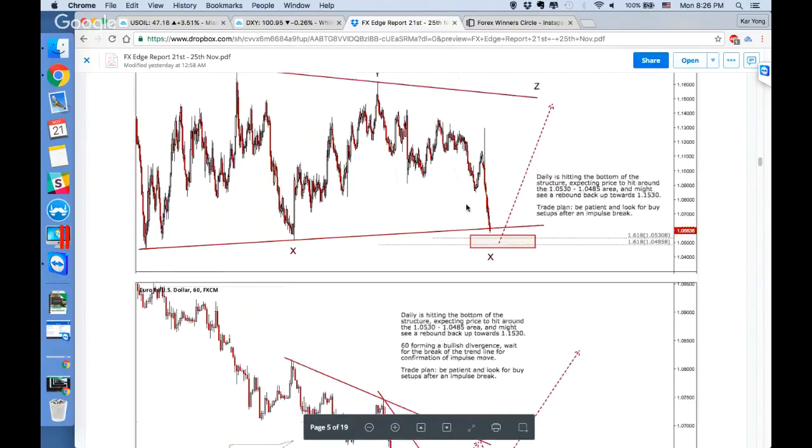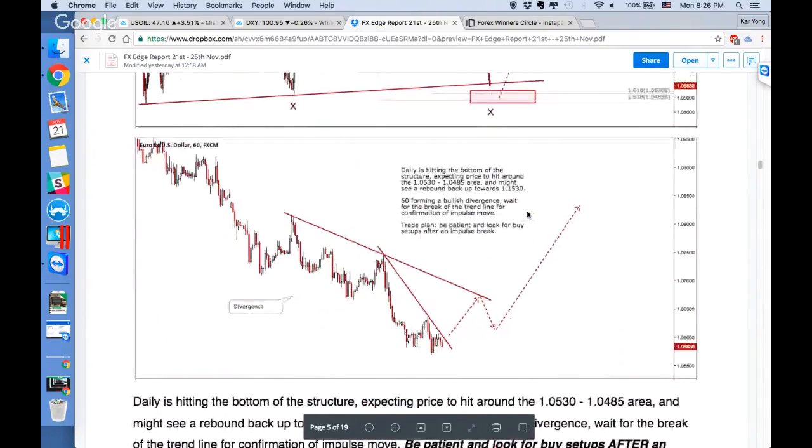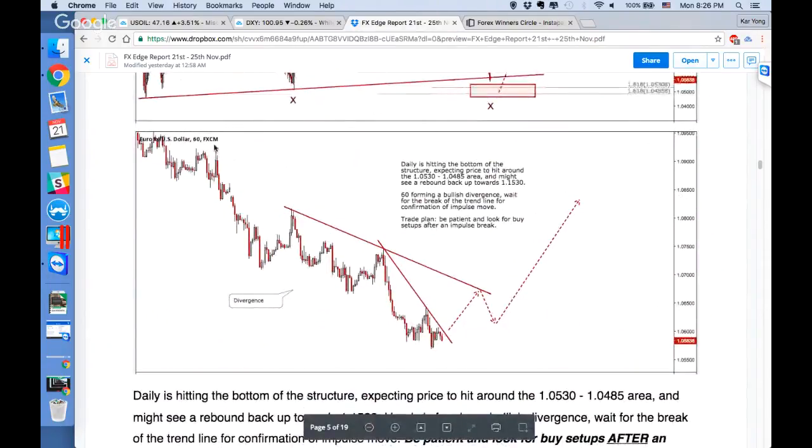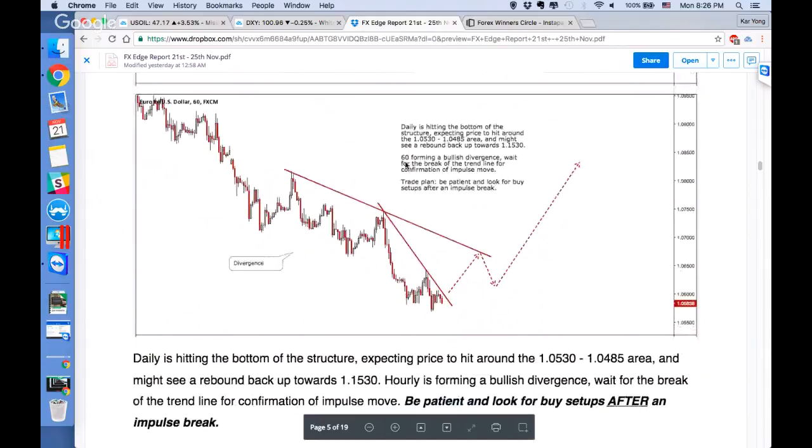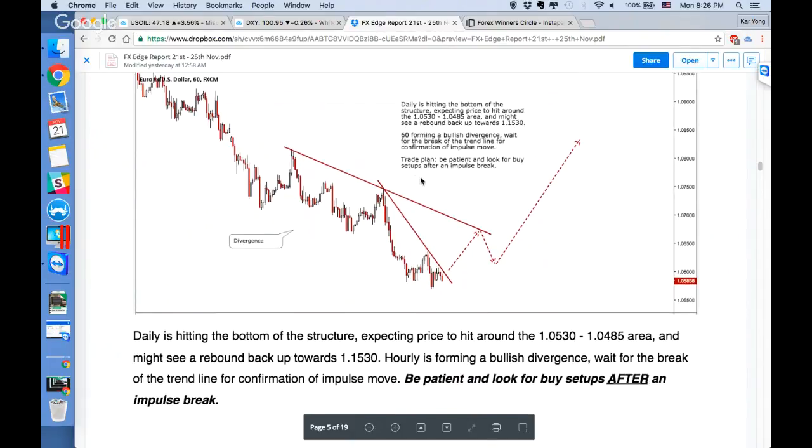Of course, we don't trade on the daily time frame, so that's why I also included a 60-minute hourly time frame. So it's a smaller time frame analysis. You can see here as well, some of the notes that we wrote in: 60 forming a bullish divergence. Wait for the break of this downward trend line, and potentially then that's where you can look for a potential buy setup.